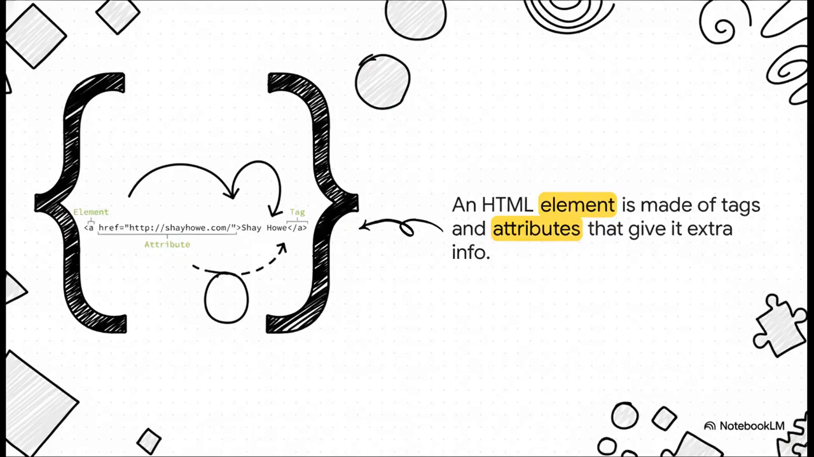All right, let's zoom in a little and see what this looks like in practice. See these things in the angle brackets? Those are the tags. They open and close to define the content inside. The whole package, the opening tag, the content, and the closing tag, is called an element. But look at this extra bit of information here, this href. That's an attribute. It gives the element extra powers, like in this case, telling a link exactly which website to go to when you click it.